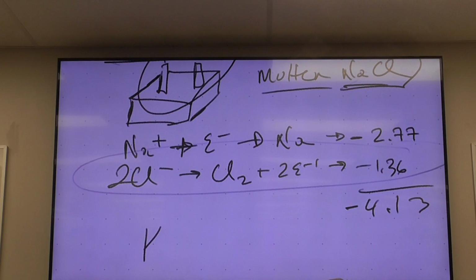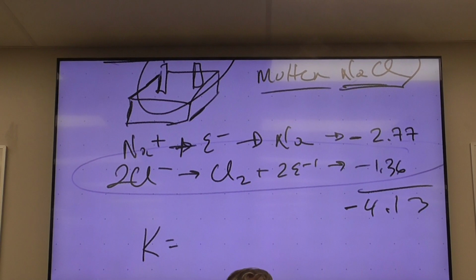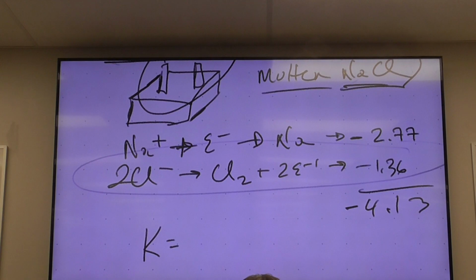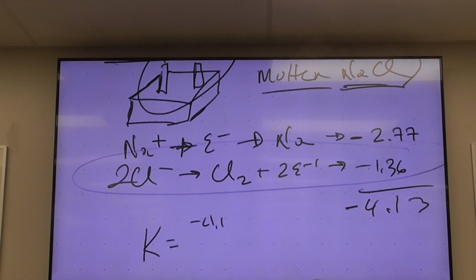At this point, do you have enough information to calculate the K value? Yeah. Do you have your E naught value? Yeah. Negative 4.13. What's my n value going to be? 1 or 2? 2. And divide that by 0.0592. What are you going to get? A really, really big number or a really, really small number? Really, really, really small number.